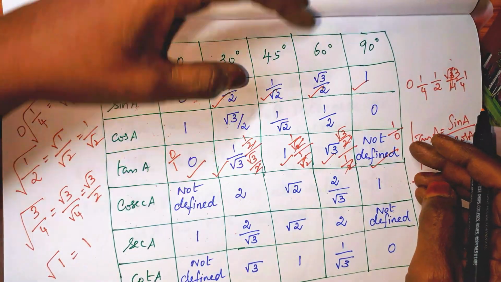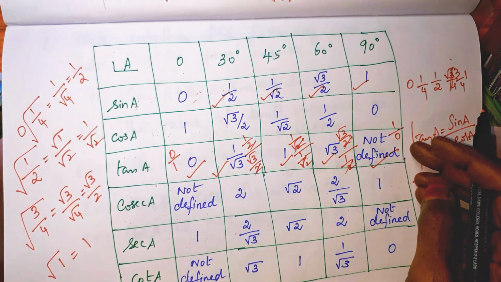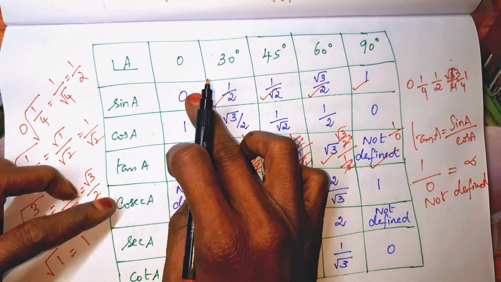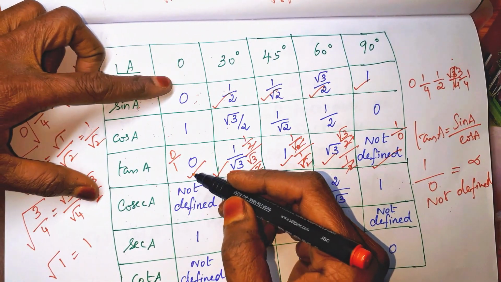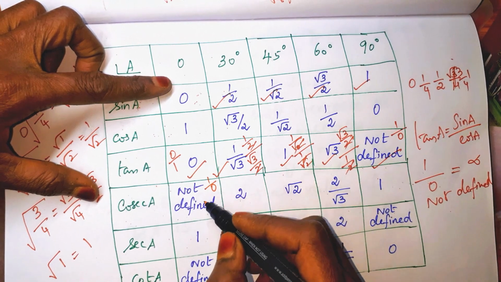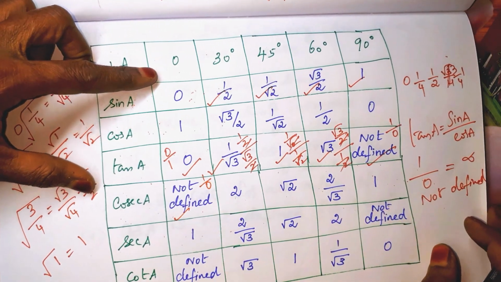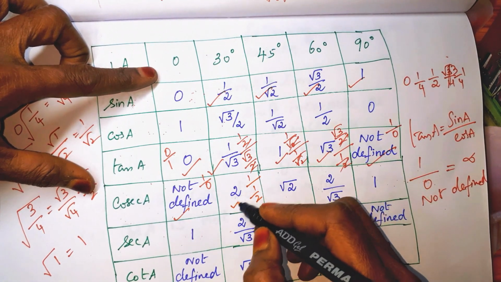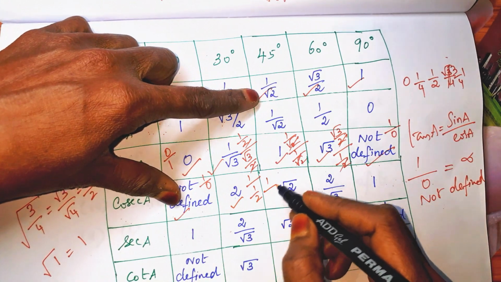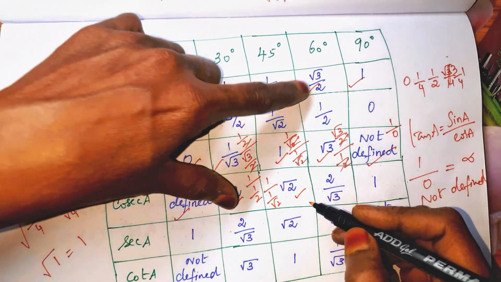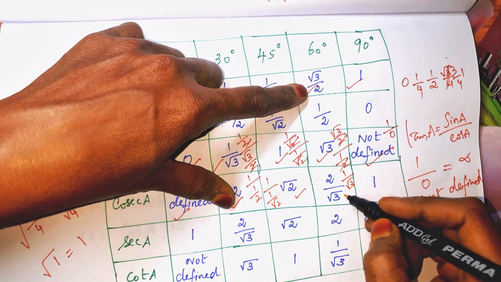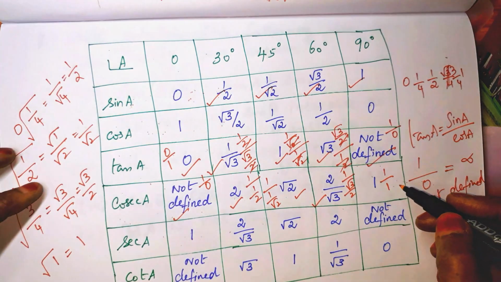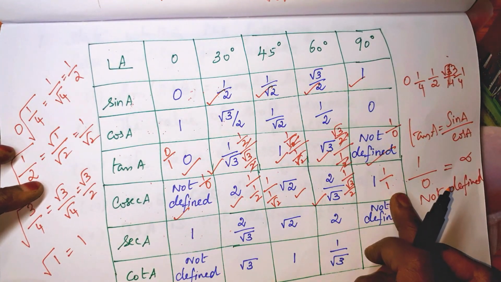Now cosecant. What is cosecant A? Inverse of sin A. We already have 0 now, so 1 by 0 is infinity, not defined. And for 1 by 2 we now have 1 by 1 by 2, so it is 2. This is 1 by 1 by root 2, which is root 2. And this is 1 by root 3 by 2, so it is 2 by root 3. And this is 1 by 1. Is it clear how we are getting this cosecant A?